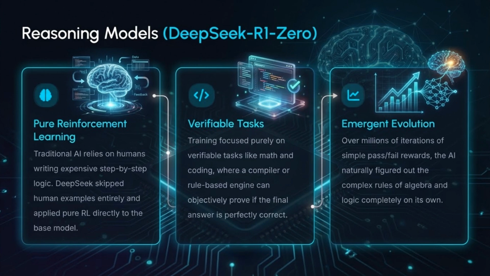It uses pure reinforcement learning, skipping human examples, and focuses on verifiable tasks like math and coding. Through millions of iterations, the AI achieves emergent evolution, naturally figuring out complex rules completely on its own.